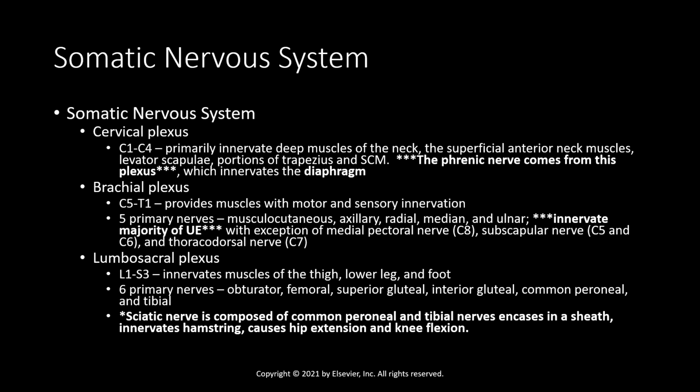Your lumbosacral plexus is L1 to S3 and innervates muscles of the thigh, lower leg, and foot. The 6 primary nerves of that are going to include your obturator, femoral, superior gluteal, inferior gluteal, common peroneal, and tibial nerves. The sciatic nerve is composed of common peroneal and tibial nerves encased in a sheath, innervates the hamstrings, causes hip extension, knee flexion.